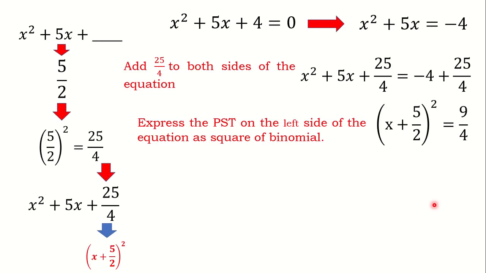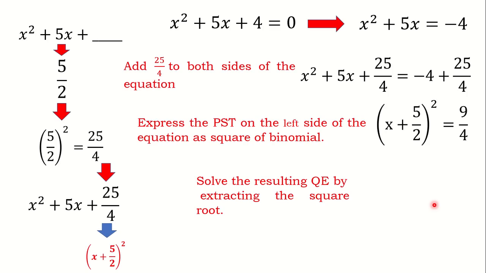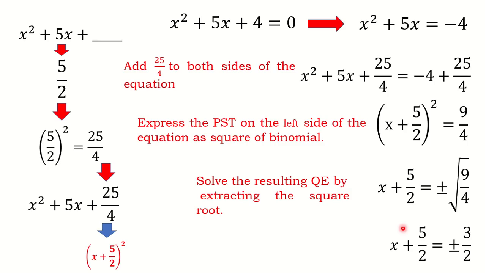And then, extract the square root. So, therefore, it will become x plus 5 over 2 is equal to positive or negative square root of 9 over 4. But, si 9 saka si 4 is a perfect squared. So, anong magiging equation natin? That will be x plus 5 over 2 is equal to positive or negative 3 over 2. So, again, meron tayong dalawang equation. We need to solve the value of x.